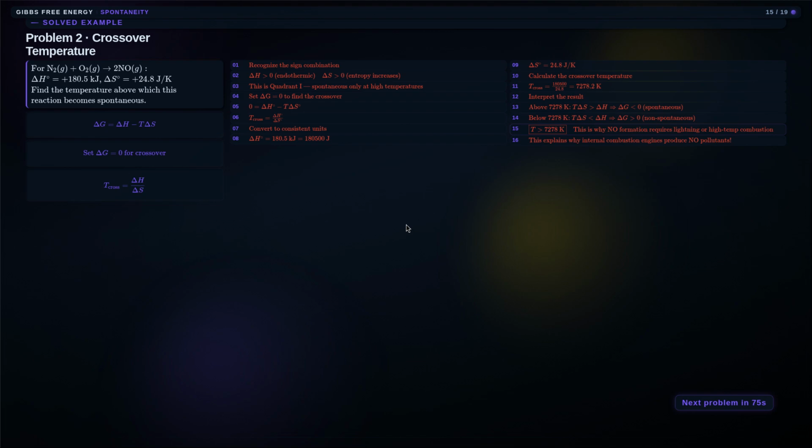Step 3. Convert units. Delta H equals 180,500 joules. Step 4. Calculate. T crossover equals 180,500 divided by 24.8 equals 7,278 Kelvin. Step 5. Interpret. Above 7,278 Kelvin, T delta S exceeds delta H, making delta G negative. This is why NO formation requires lightning or high-temperature combustion.